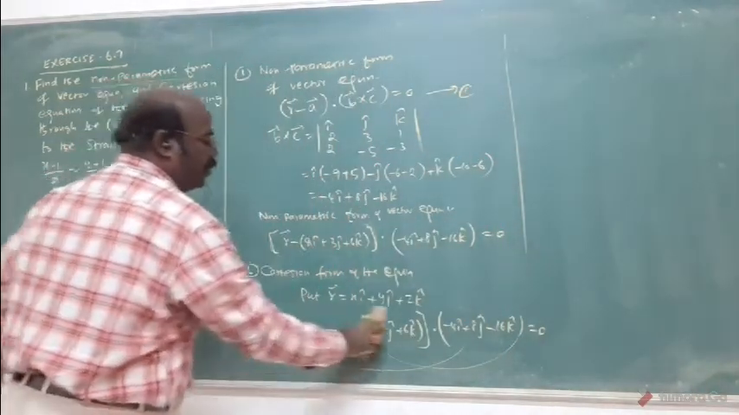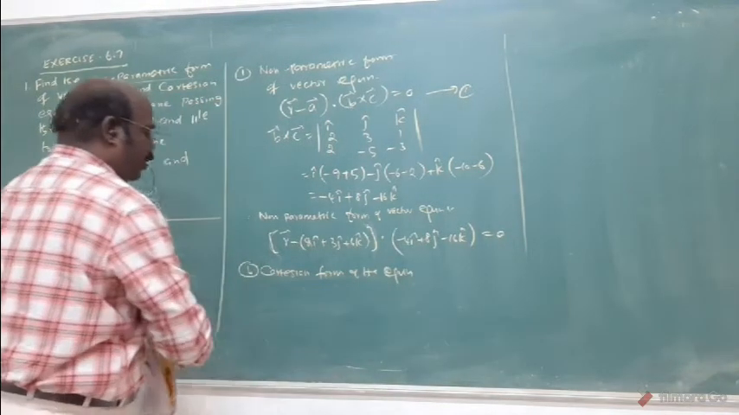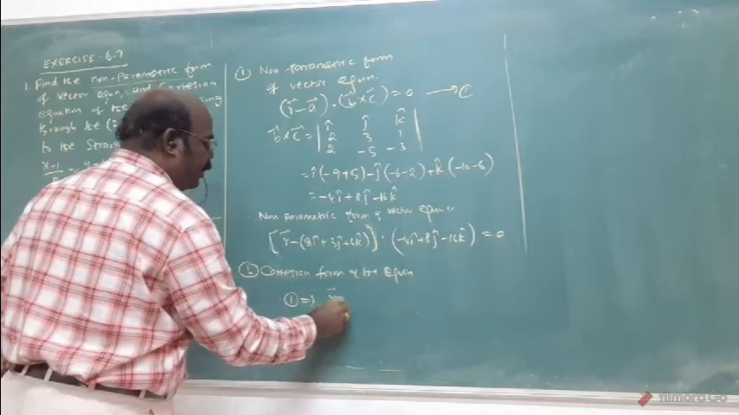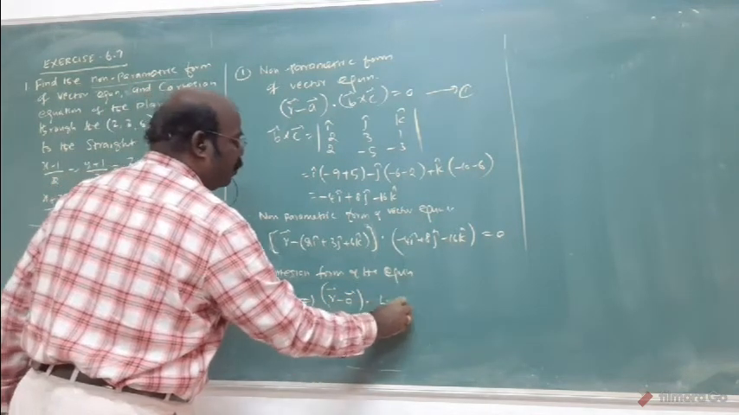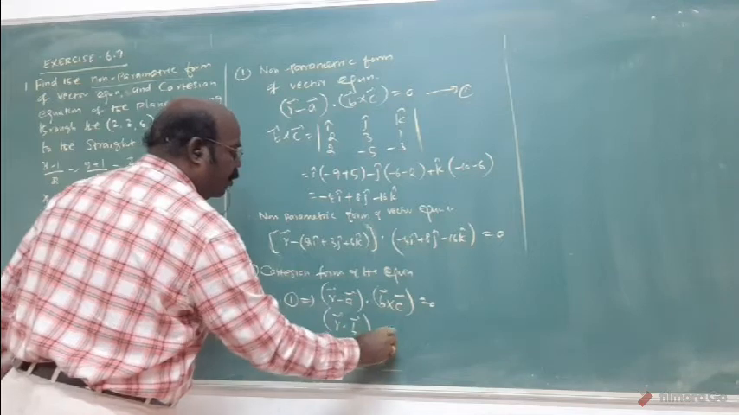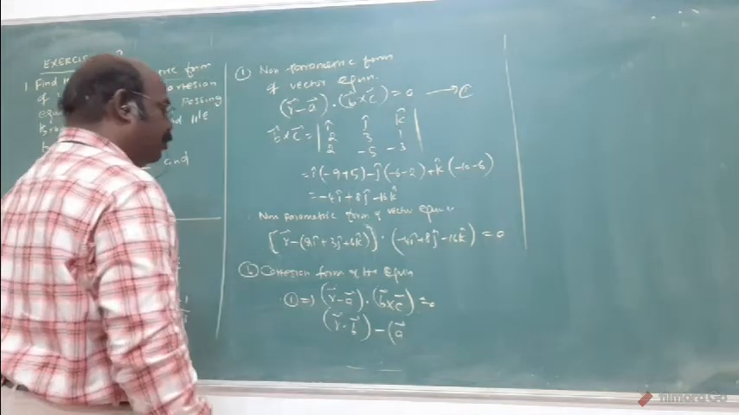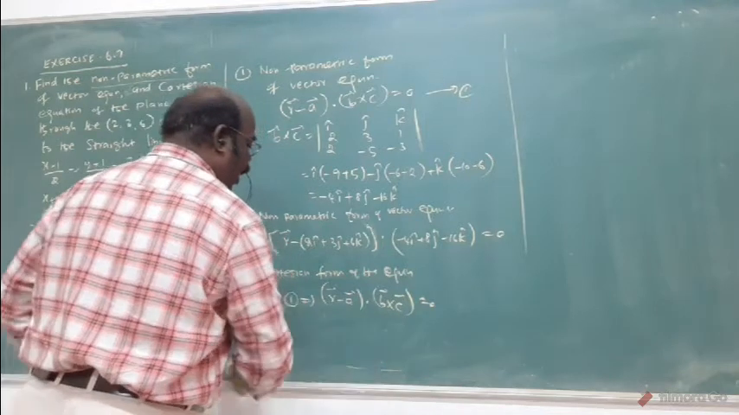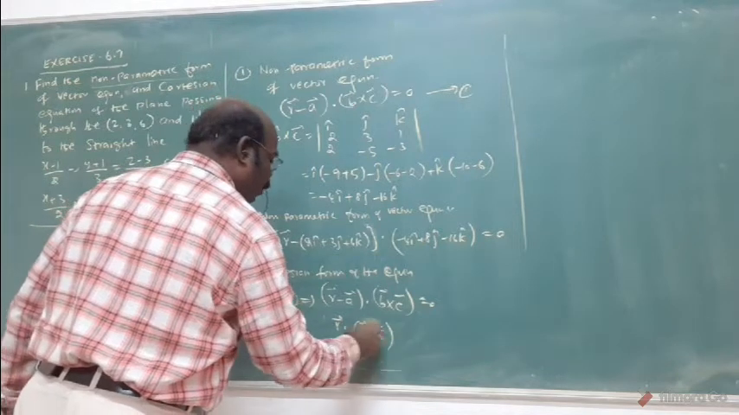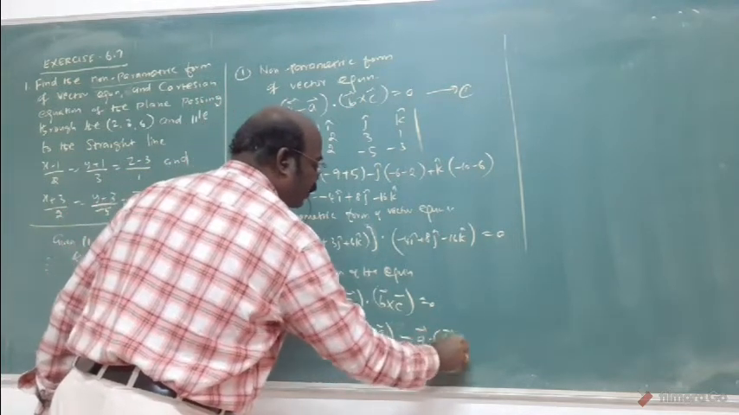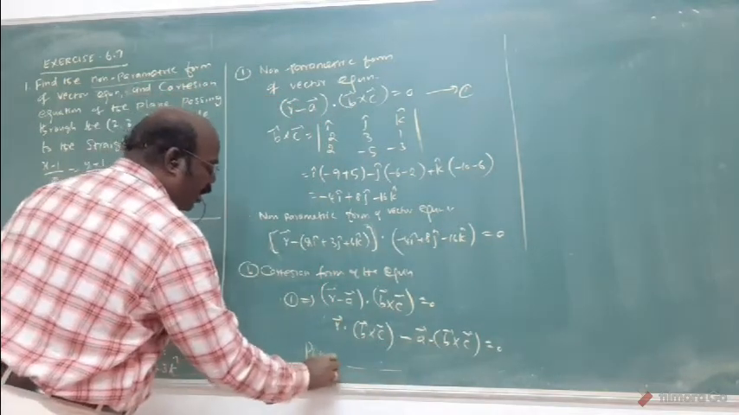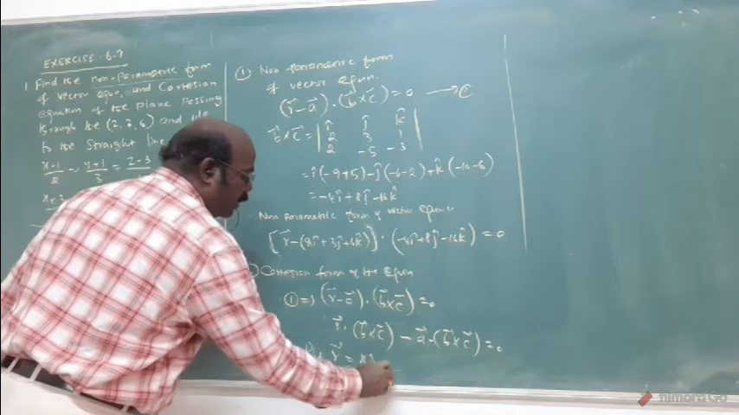Or otherwise, an easy method is directly from the first equation. What is the formula? (r minus a) dot (b cross c) becomes r dot (b cross c) minus a dot (b cross c) equals 0. Now r is already known, so substitute it to get the answer.